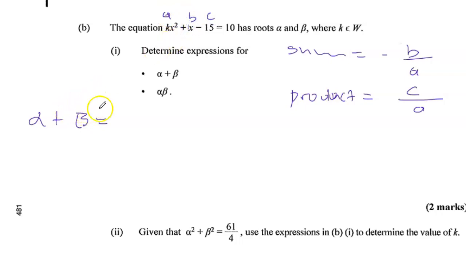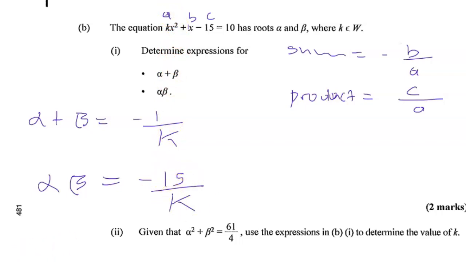So alpha plus beta, that's negative b over a, b is 1, so it's negative 1 over k, the x squared coefficient, right? And the product of the roots is c over a, the constant c there is negative 15, so negative 15 over a, which is the x squared coefficient, that's k also.